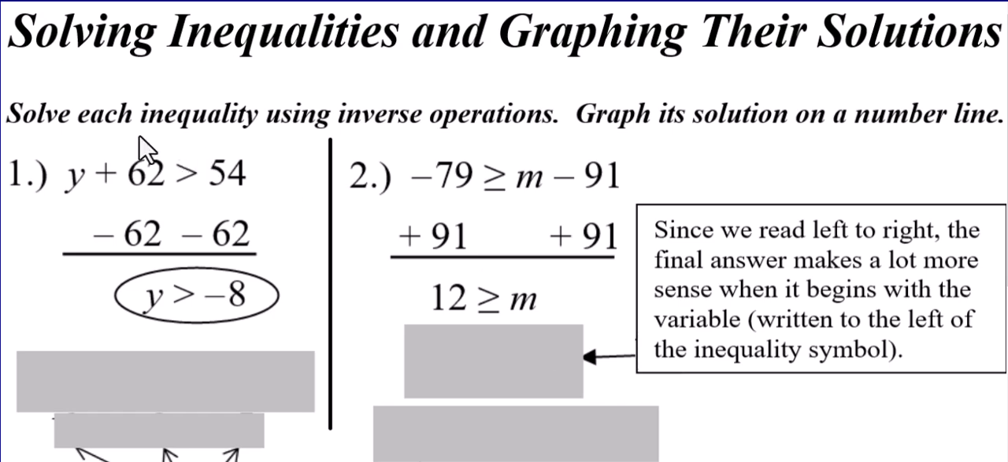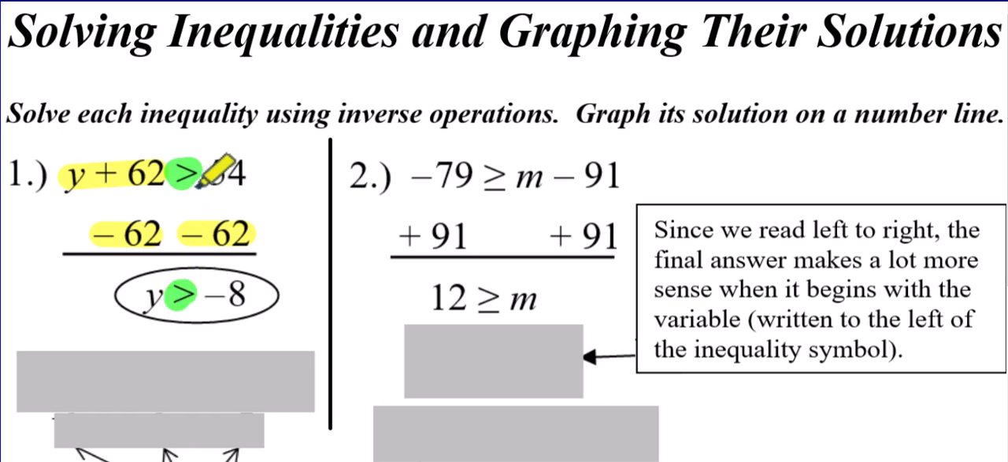It asked us to solve each inequality using inverse operations and then graph its solution on a number line. Good news, this is not really that different from what we did when we solved equations. You would ask yourself what's happening to the variable. Here you can see it's being added by 62. The inverse is to subtract by 62. We're going to do it on both sides. The only difference is, instead of having an equal sign in between, we're going to have some type of inequality symbol in between. So here it's a greater than symbol.